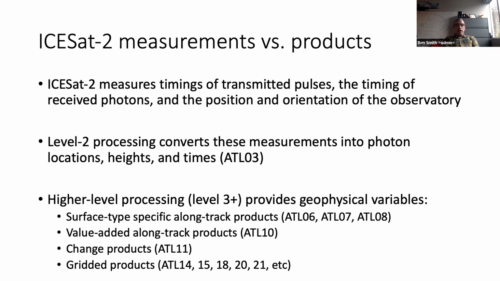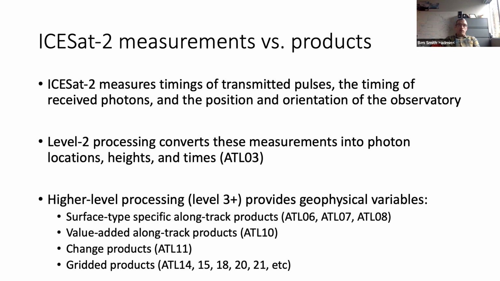Those have to get telemetered down, and then the geometry gets done to convert those timing measurements and orientation measurements into photon locations, heights, and times. And that's what gets published in the ATL03 product, which is just a collection of photon timings. So that also doesn't tell you where the surface of the Earth is or how cloudy it is someplace.